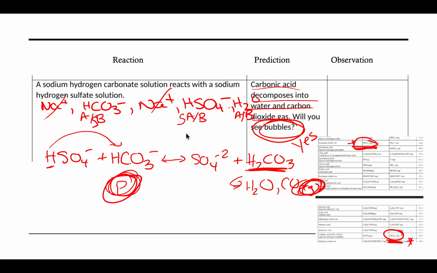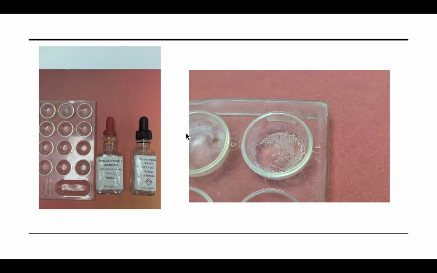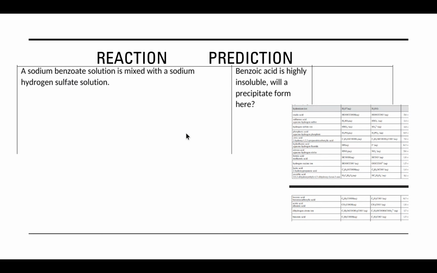And then that brings me to the picture of the lab. And in this lab, it just shows that I am mixing the sodium hydrogen carbonate with the sodium hydrogen sulfate. And I'm putting it into this top right-hand corner of my well plate. And when I've mixed the two, I see those bubbles. And that is my carbon dioxide gas that was being formed. So that was our first reaction, just proving what we should see.